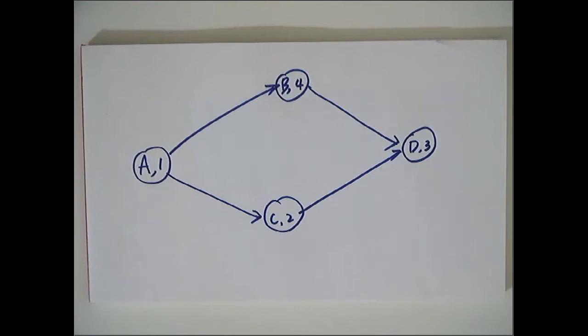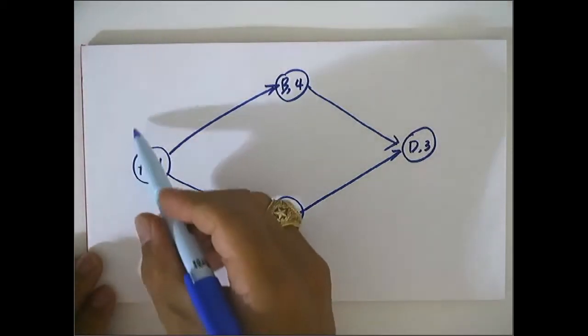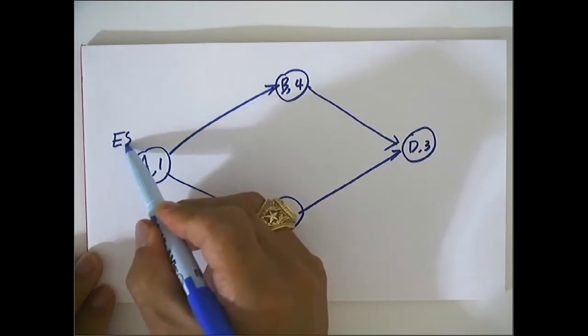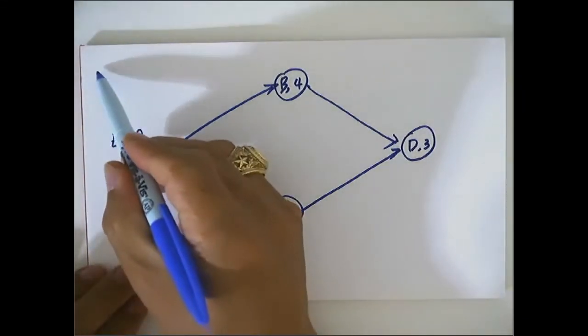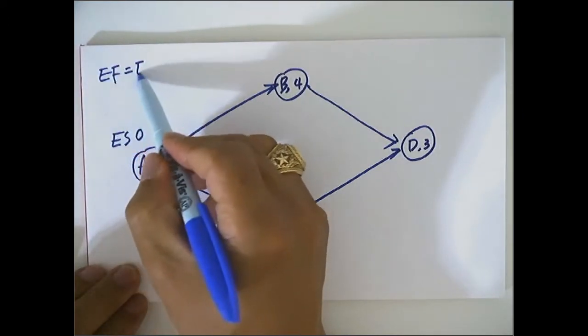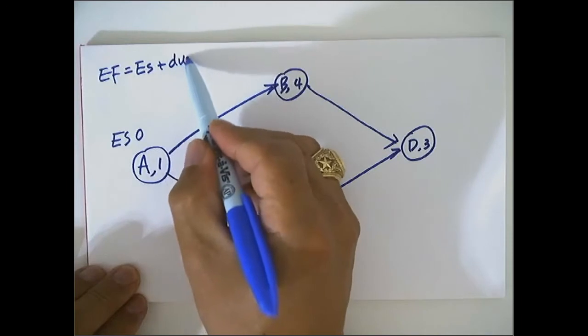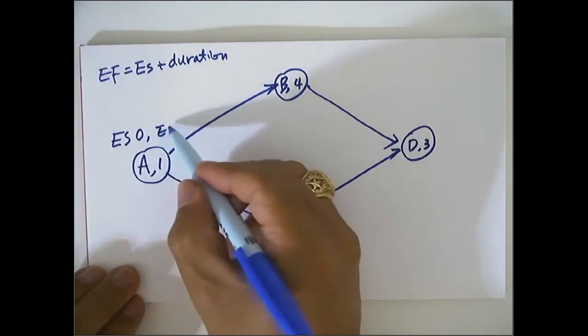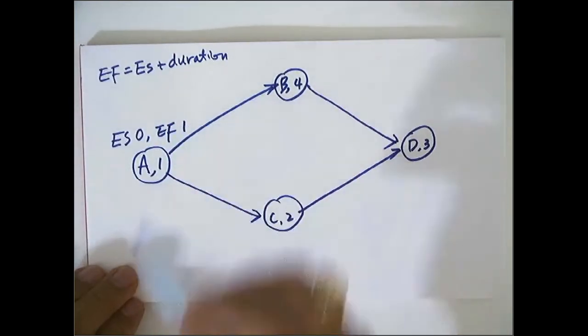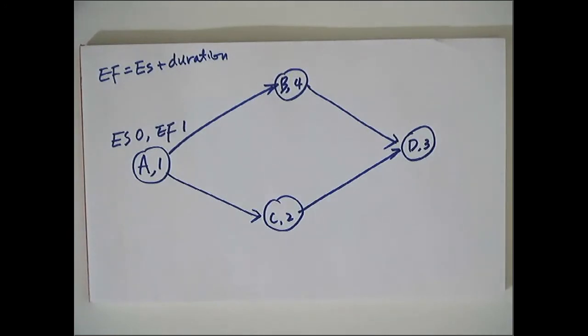That's the basic assumption. And first of all, we can start with ES. I will denote ES here. For A, we can start right now. Right now, the timeline is 0. Then basically, EF is equal to ES plus duration. This is a very simple idea, right? So what is EF, the earliest finish time? It is 1. You can start right now, at timeline 0, and then you can finish at 1. And if you finish A, then you can start B, and also you can start C.